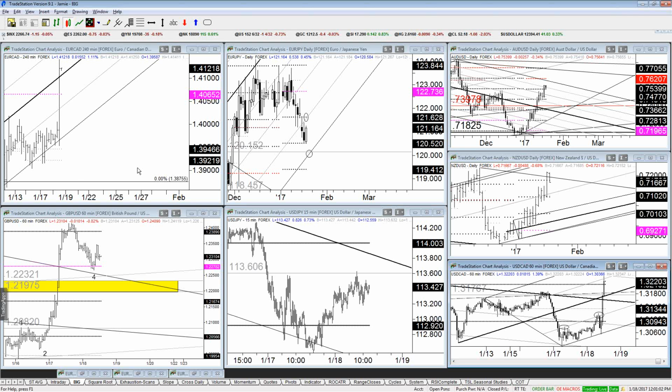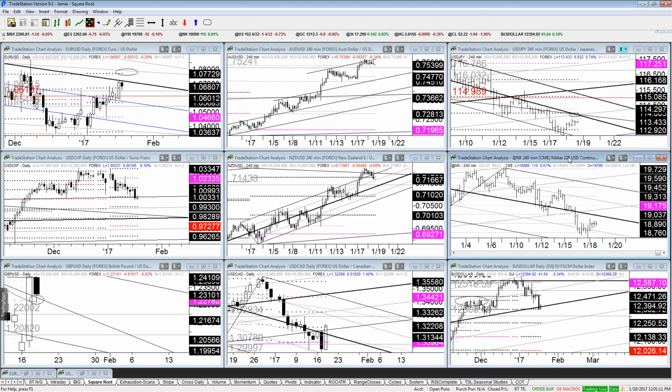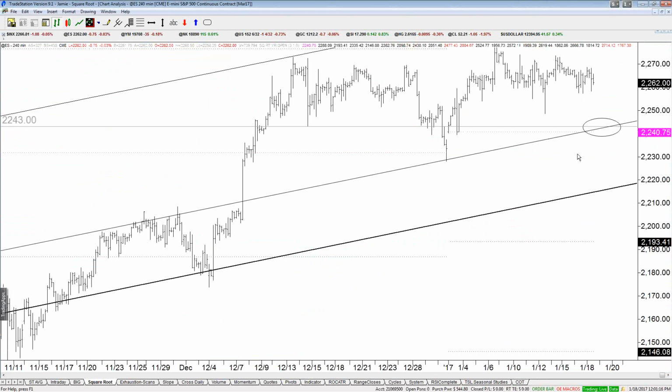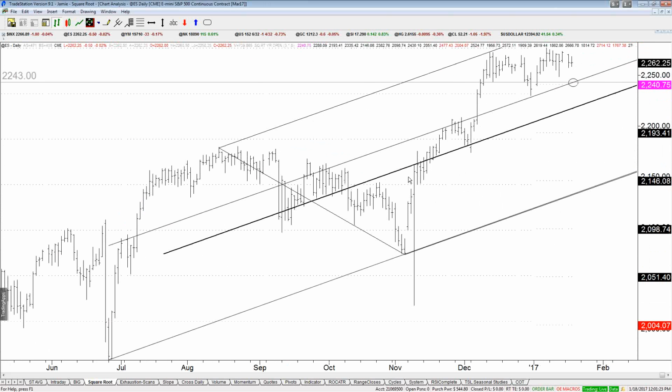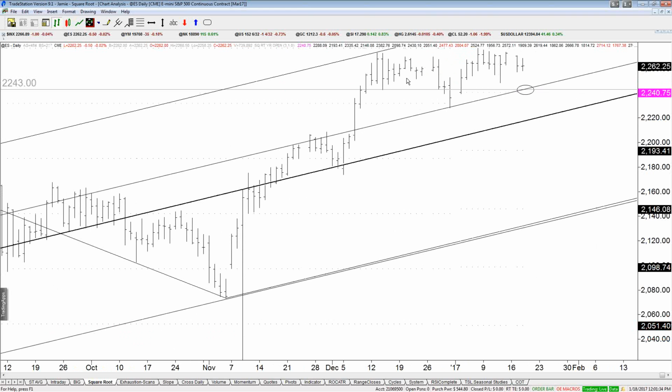All right, we are going to look at the S&P 500. That's what I said I was going to do. So the S&P, it's been pretty dead, huh? But there's a big level to watch out for, folks. If I go to the daily chart here, look, it's been dead since basically the 13th of December. And this could be a continuation pattern, okay, to go higher.